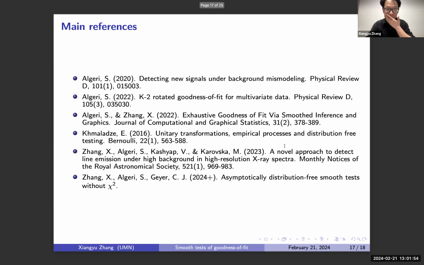Okay, and for the K2 transformations, if you want to know more, I will refer you to read Sarah's paper on the goodness of fit test for multivariate data, published in PRD. And if you want to know more about smooth tests, this paper explains more about the smooth tests, and here this paper by Sarah, I, Winnie, and Margarita introduced how we apply our smooth tests in the literature of detecting line emissions under high background.